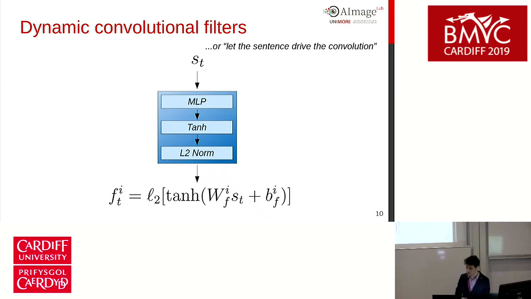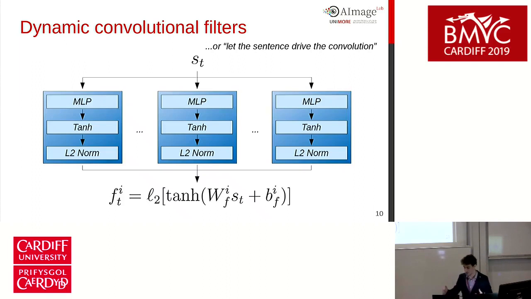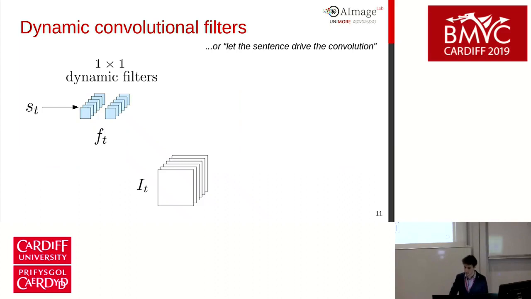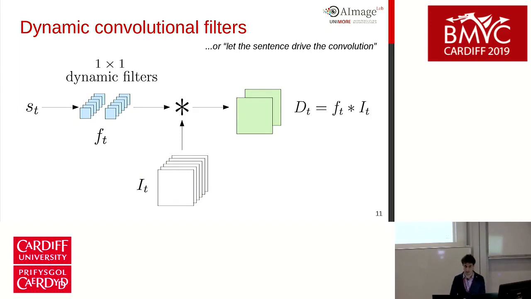We can easily see that this approach is parallelizable, so we can add multiple heads and create a set of filters to create a dynamic convolutional layer. Once we have obtained the filters, which are usually one-by-one filters, we only need an image feature map, which we call I_T, to perform dynamic convolution. In this way, we obtain dynamic feature maps, and the number of feature maps, of course, equals the number of dynamic filters we have created in the previous step.